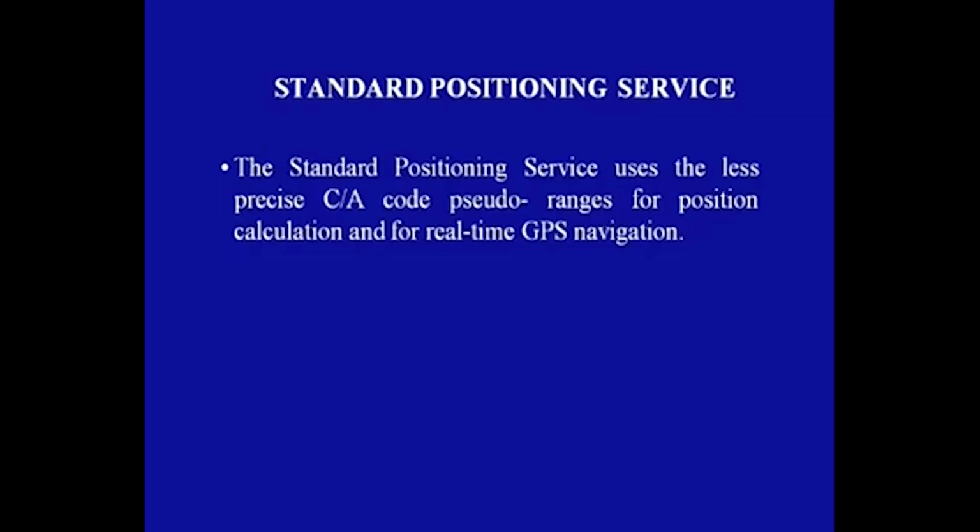The standard positioning service uses the less precise CA code pseudo ranges for position calculation and for the real-time GPS navigation. This means that this is a low order data collection procedure. The accuracies obtained in this particular positioning system would be of a lower order.